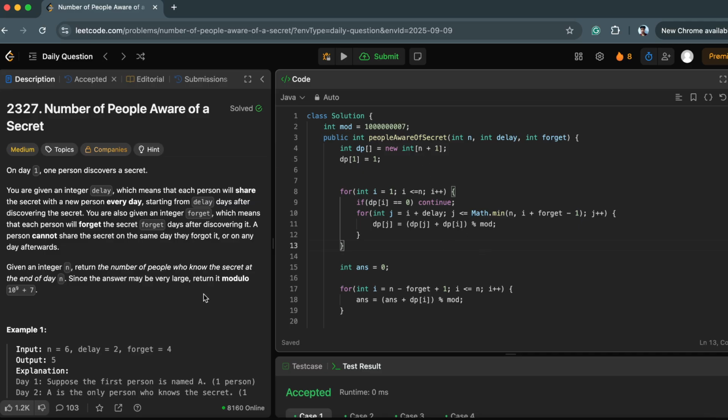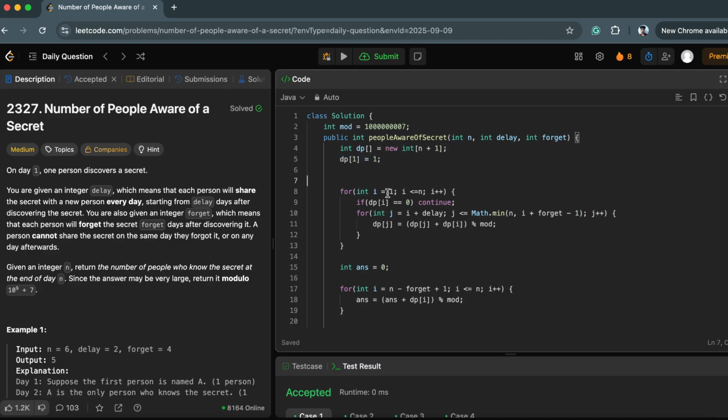So here we have to write the code in mod m. Mod is what I have considered right over here, and I have created this dp array which has size n plus 1, because at the 0th index we don't have any person who knows the secret. But at the first index, dp of 1, we know that one person is there who knows the secret. That is what I have filled in right over here.